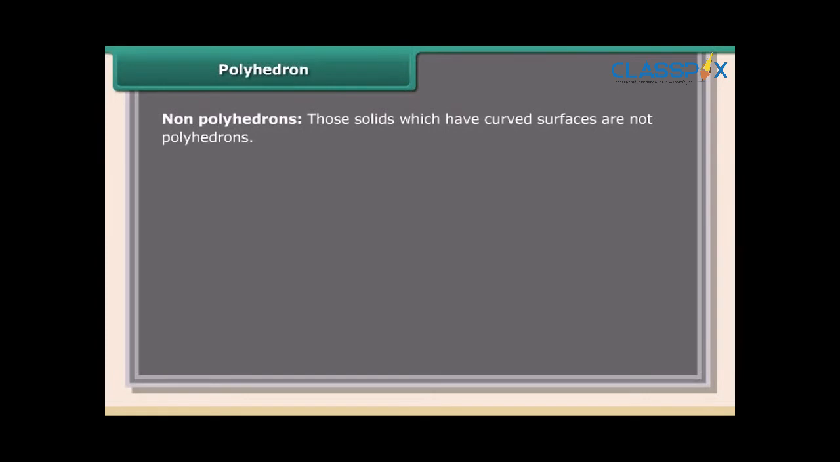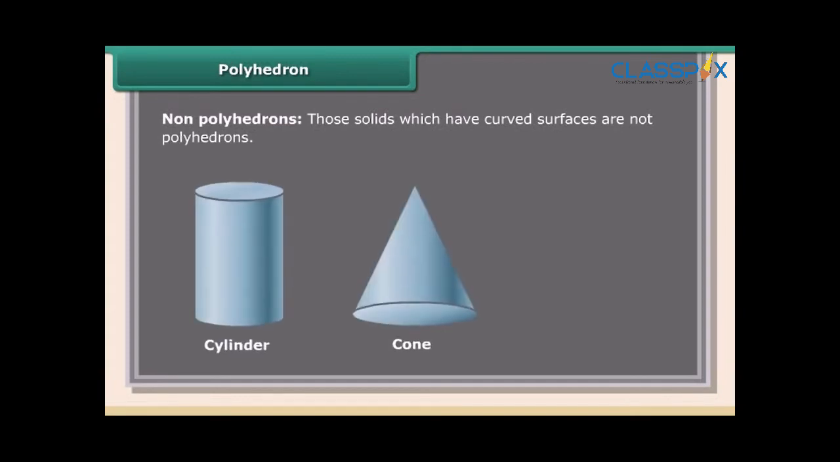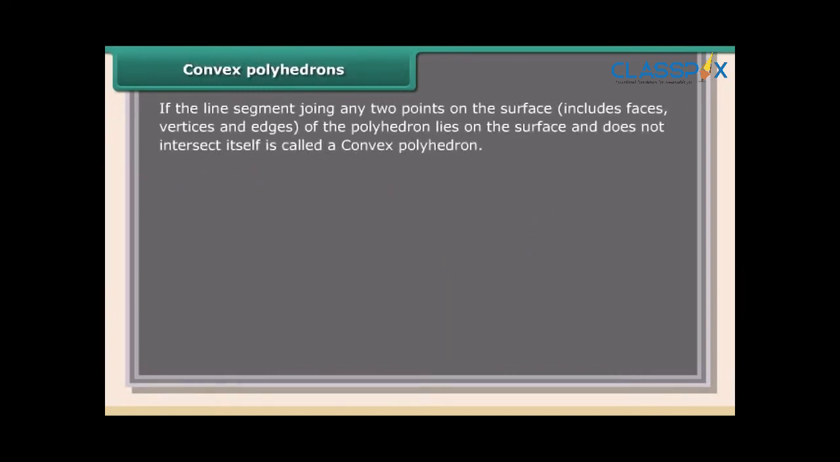Non-polyhedrons: those solids which have curved surfaces are not polyhedrons. Cylinder, cone, sphere. Convex polyhedrons: if the line segment joining any 2 points on the surface, including faces, vertices and edges of the polyhedron, lies on the surface and does not intersect itself, it is called a convex polyhedron.